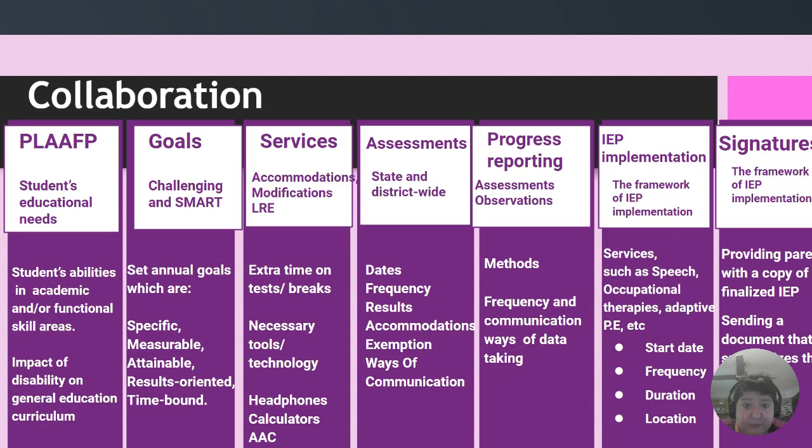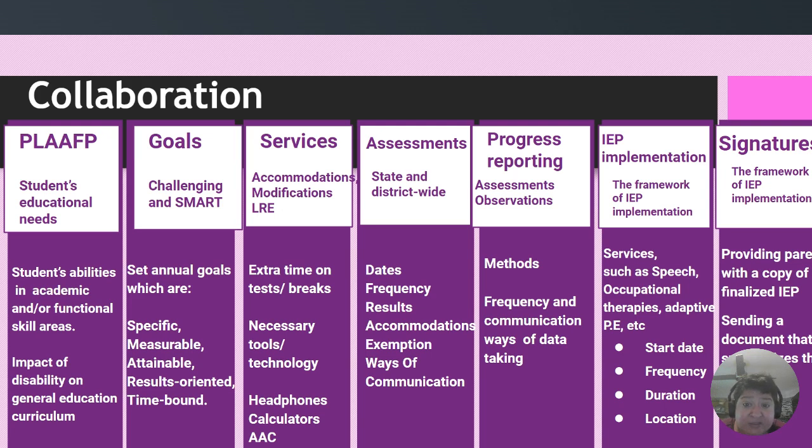The next stage for collaboration is the IEP process itself. Throughout the whole IEP process, there is close collaboration with all the parties. It starts from the PLAAFP page, when we discuss students' educational needs, to the goals, where we need to establish SMART goals. We need to be very specific. Goals should be measurable, attainable, realistic, result-driven and time-bound. And of course, the goals should also be challenging.